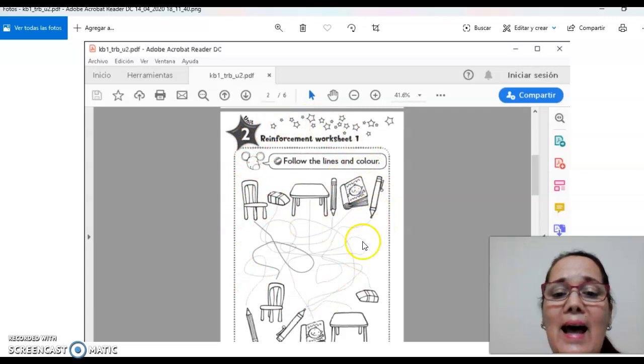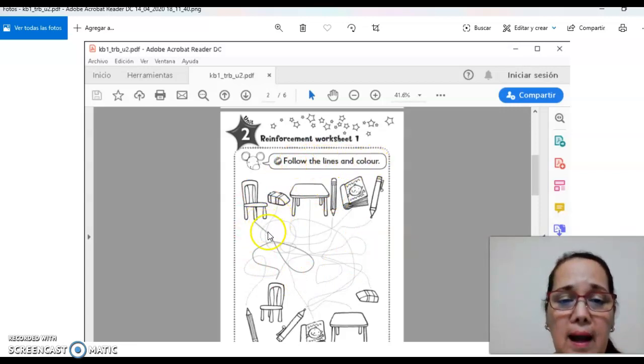Okay? This is for homework. Okay? Follow the lines with your pencil, and then you color all the classroom objects.